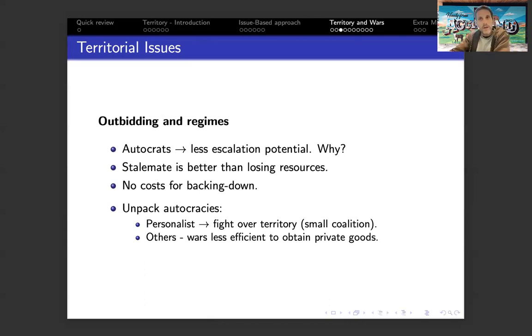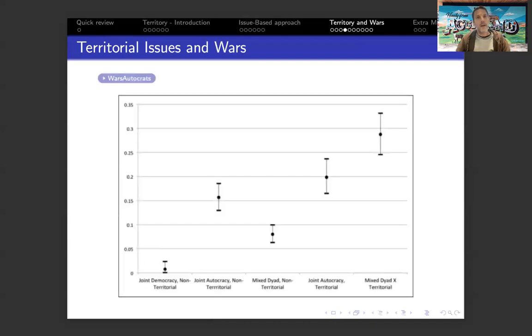So the work by Deal and Wright is based on analyzing dyads of regimes in disputes between 1816 and 2001, and they find what is the probability that territorial disputes or non-territorial disputes between different types of regimes will lead to war. We have here on the y-axis the probability of going to war, and here we have different types of dyads. So for example, two democracies which have a dispute over non-territorial issues have almost a 0% chance of actually going into war, which also fits with the democratic peace argument.